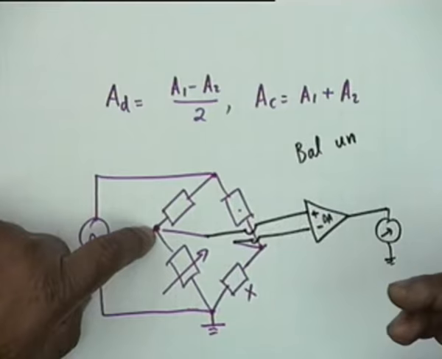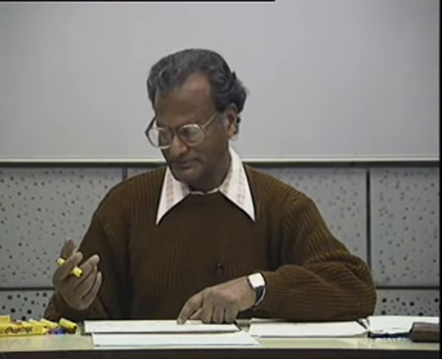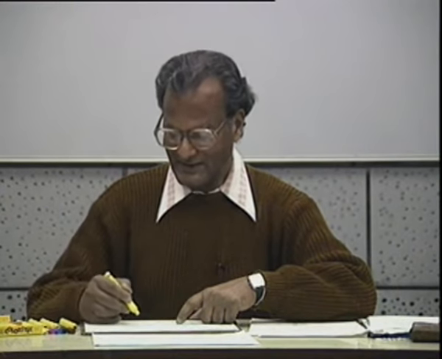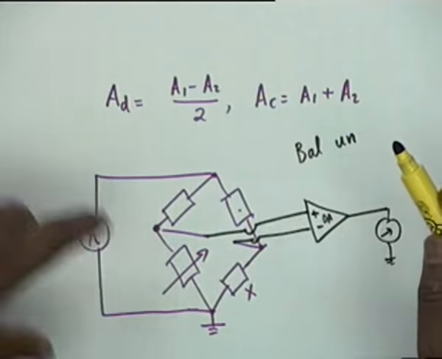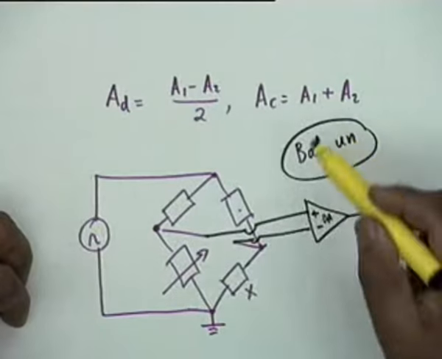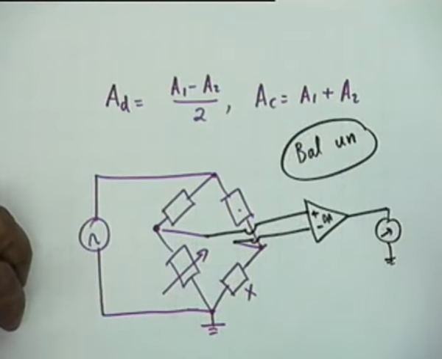This is one of the very prominent uses of a differential amplifier, and any such transformation, just a side comment, any such transformation which transforms a balanced voltage to an unbalanced voltage is called a balun, B-A-L-U-N, balanced to unbalanced.